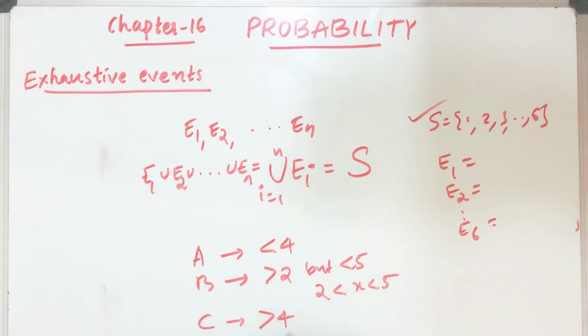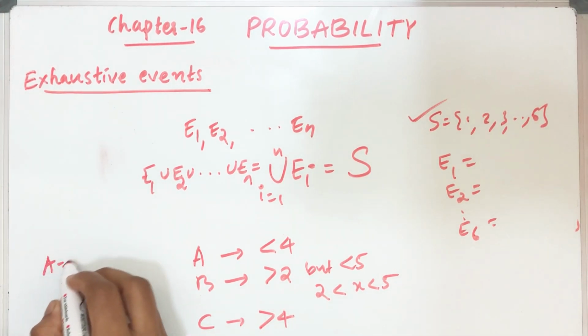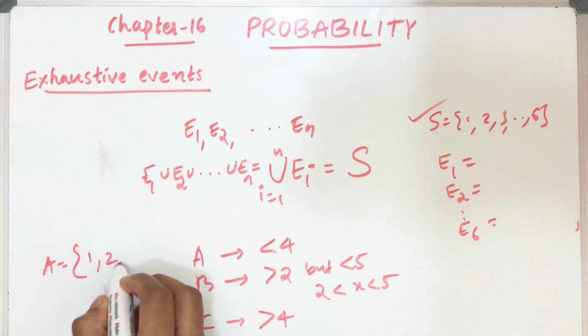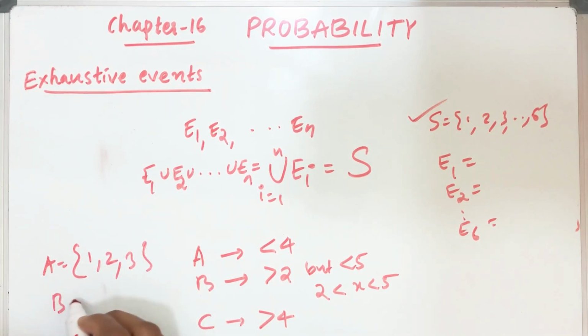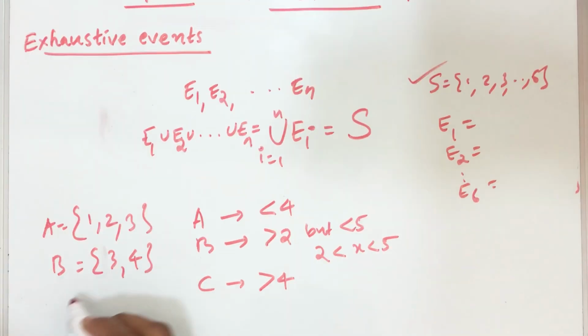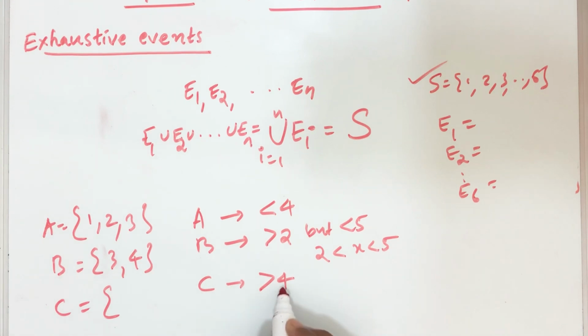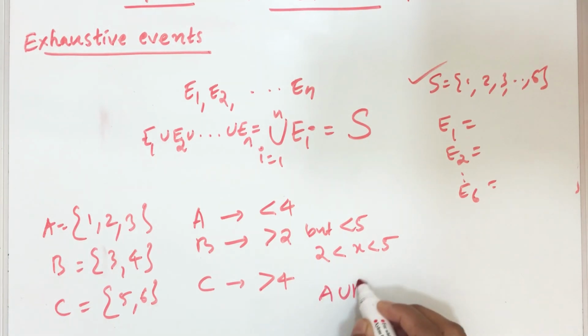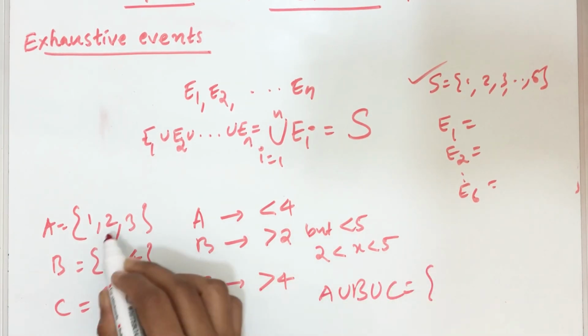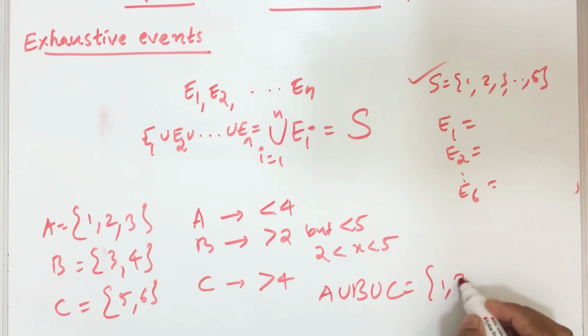Then what are A, B, C here? A is equal to less than 4, that is 1, 2, 3. And B is equal to greater than 2, less than 5, that is 3, 4. C is equal to greater than 4, that is 5, 6. What is A union B union C here? A union B union C is equal to set 1, 2, 3, 4, 5, 6.